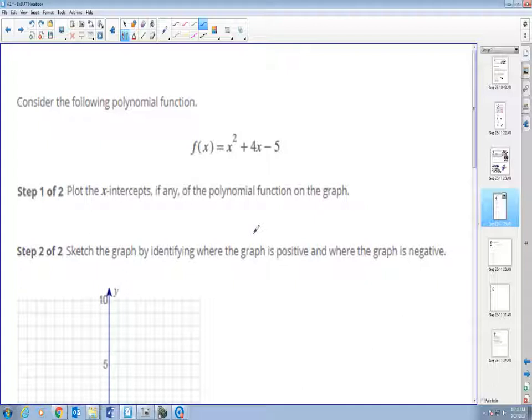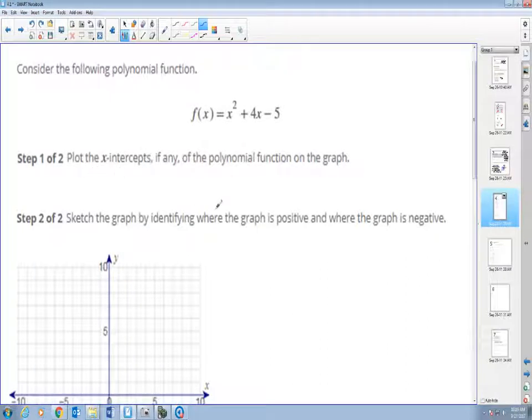So the first question I have on the handout says plot the x-intercept, if any, of the polynomial function on the graph. So what I'm going to do is basically do both of these steps together. I am very aware we can simply put this function in the graphing calculator. It will plot it for me because I can find my x-intercept from the table. But since we are talking about the even and odd function, I would like to show you how to do this problem using those concepts.